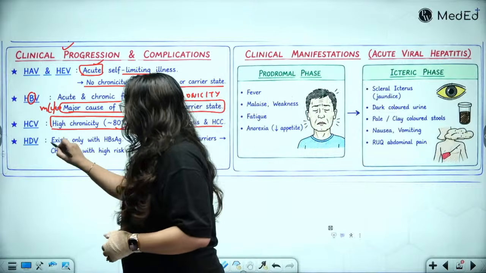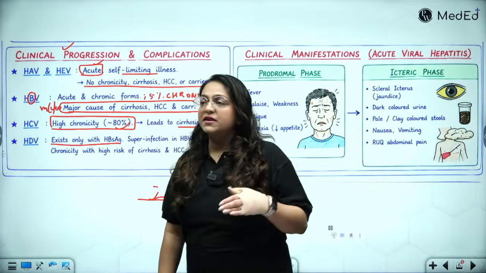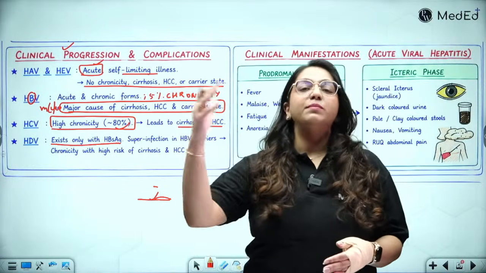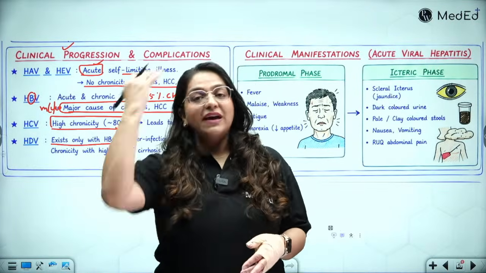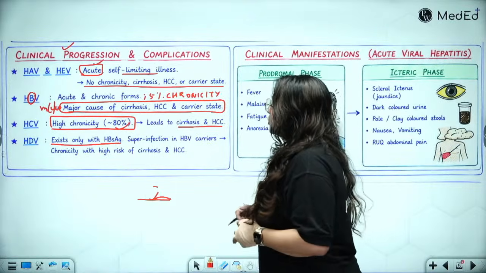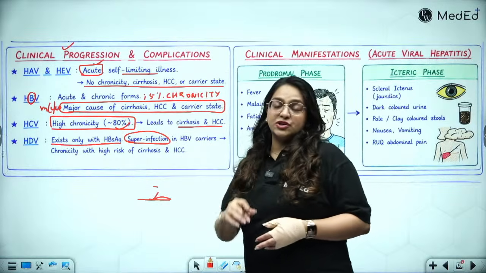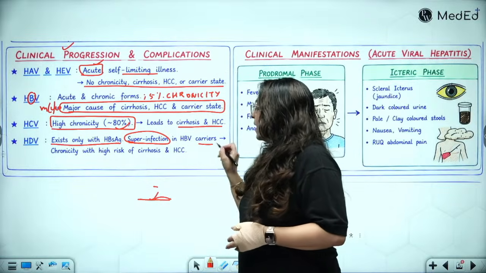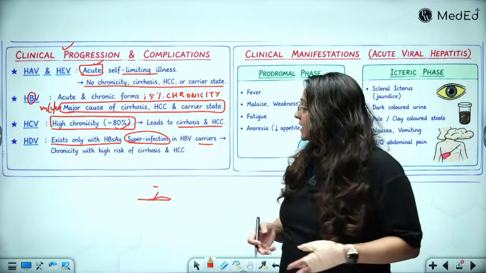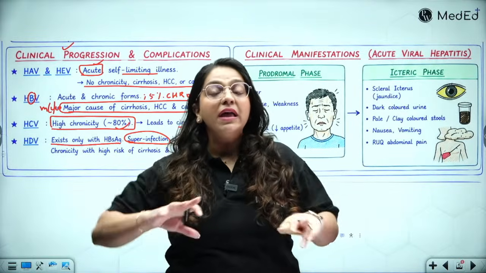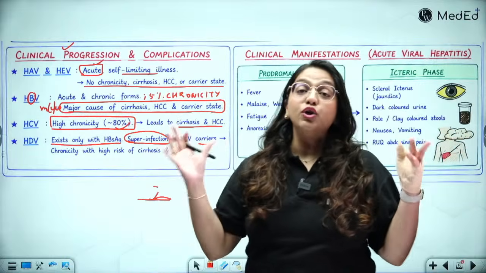HDV exists only with hepatitis B surface antigen. The reason that this virus is dependent on the B virus is because it does not have its own surface antigen. So it leads to superinfection and it leads to co-infection. So superinfection happens in hepatitis B virus carriers or chronic cases, and there the risk of cirrhosis and hepatocellular carcinoma increases by a huge margin.